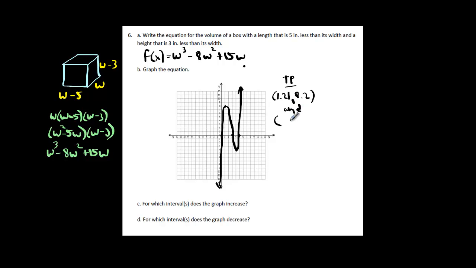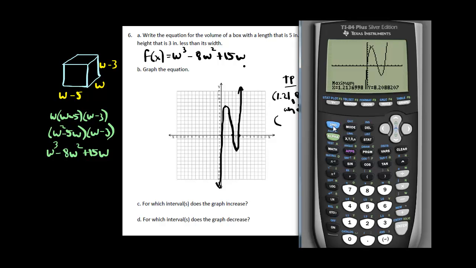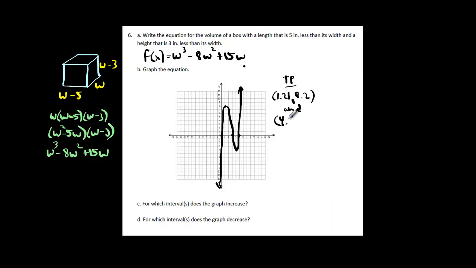And let's do the local min here. Second trace 3, anywhere to the left of it, to the right of it, 4.12 and negative 4.06. So 4.12 and negative 4.06. Alright, so let's just write down, this is where it's increasing, and this is where it's decreasing, and then increasing again.